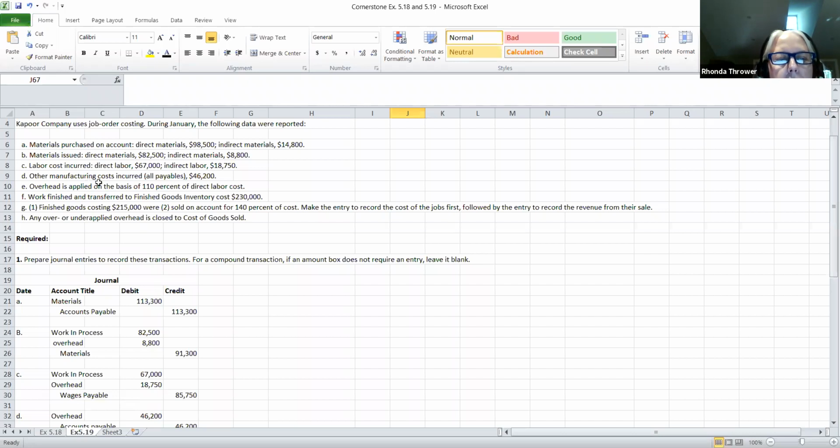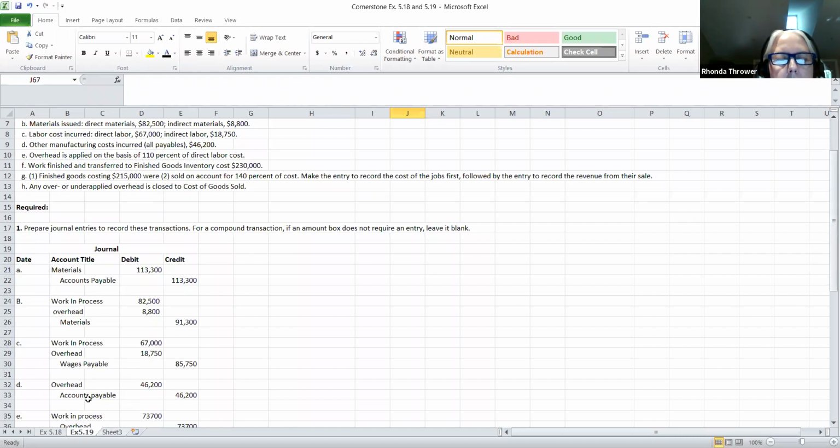In D, there were some other manufacturing costs that were incurred, and it says that they all were incurred with payables, which means it's accounts payable that they're crediting. So I'm going to debit my overhead for the total amount of my other manufacturing cost, $46,200, and I'm going to credit my accounts payable.